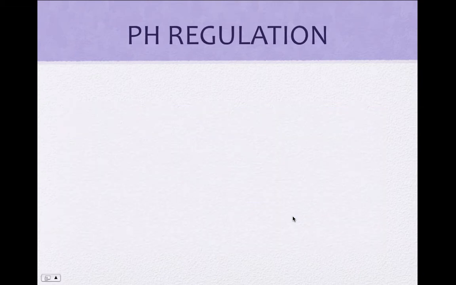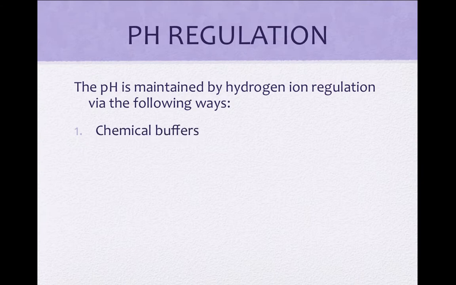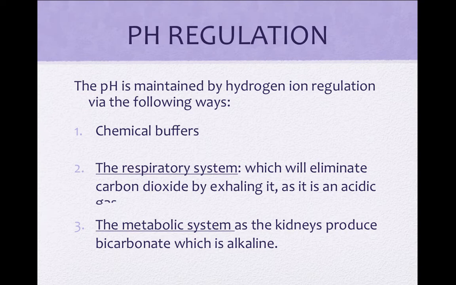Now, let's get to the basic concept. pH is maintained by hydrogen ion regulation in the following ways. So there are chemical buffers, but we'll not be discussing that as it's not related to ABGs. But there are two very important systems that are very important for us to understand. First is the respiratory system. As we know, carbon dioxide is an acidic gas and the lungs are responsible for exhaling carbon dioxide. We can also say that the lungs are responsible for getting rid of acid. In the metabolic system, we know the kidneys are responsible for production of bicarbonate, which is alkaline. Hence, we can also assume that the kidneys are responsible for pumping in alkali into the body.